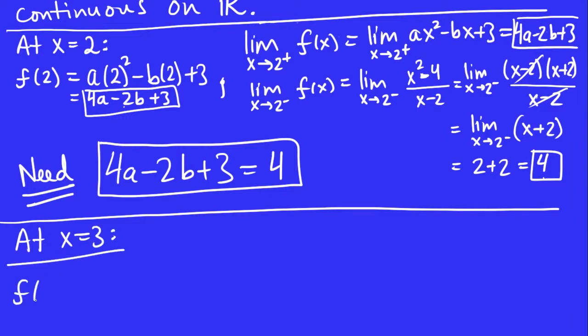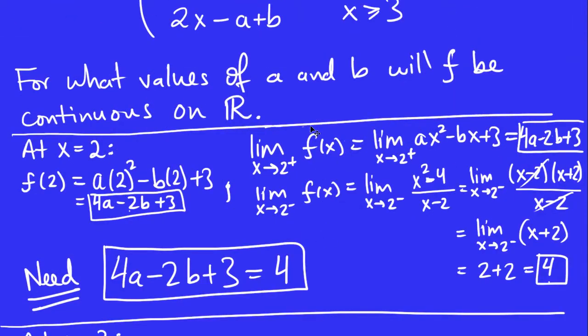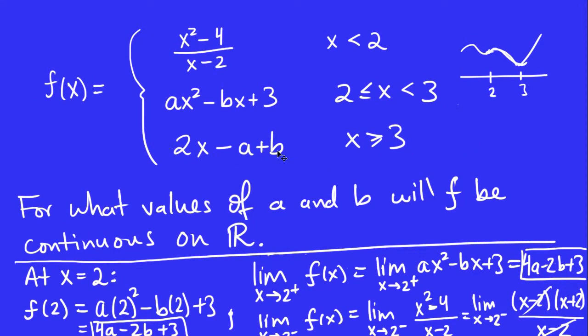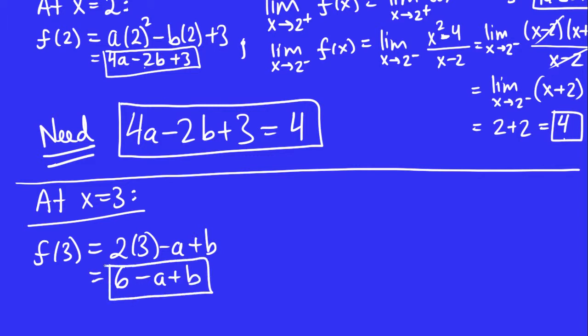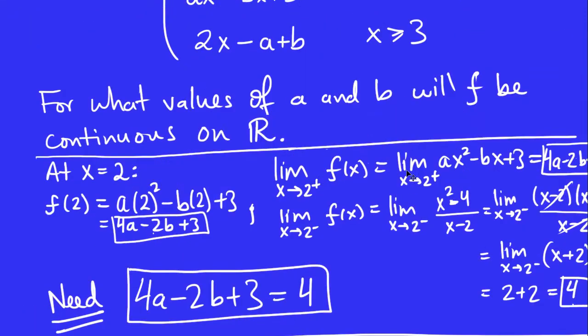So we're going to do the same kind of thing now, except at x equals 3. First of all, what is f of 3? Let's see. For f of 3, I'm going to be using the bottom option. So it's going to be 2 times 3 minus a plus b, which is the same thing as 6 minus a plus b. All right, so that's the value at 3. Now let's calculate those limits. We need to calculate the right and left limits and see what they are. When I do the right limit at 2, oops, sorry. We're not working at 2 anymore, are we? We're working at 3.